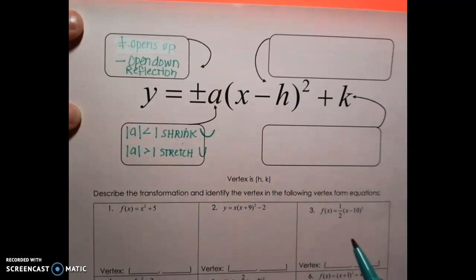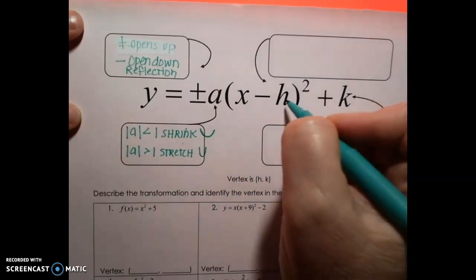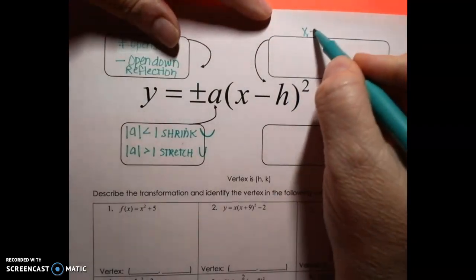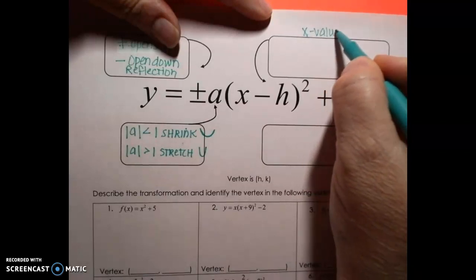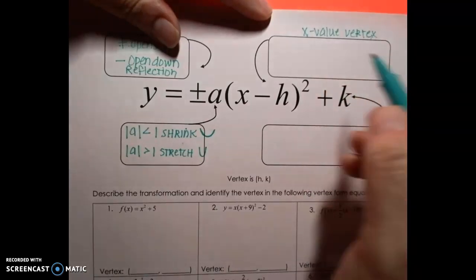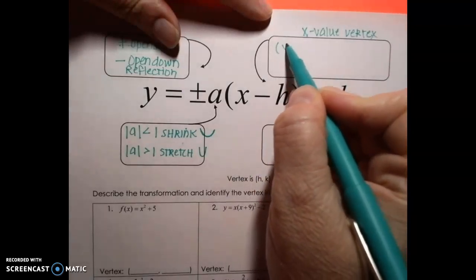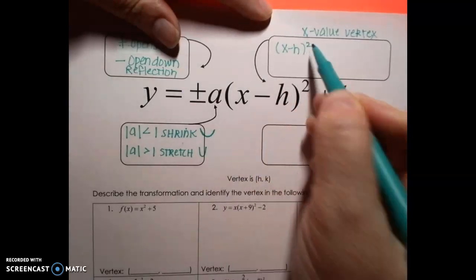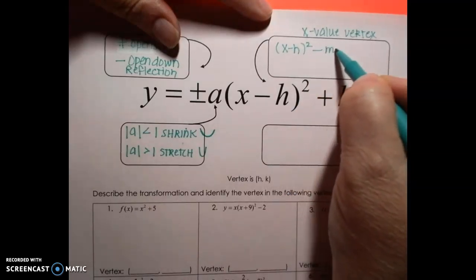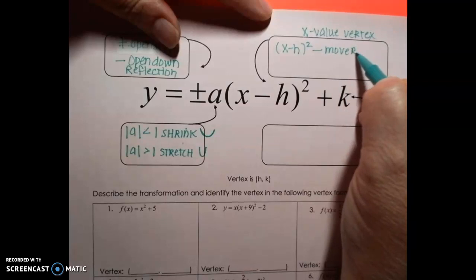All right. The other 2 points that are really important is this H value. Remember, the H value is the X value of the vertex. If it says X minus H squared, so X minus a number squared, that means the whole graph is going to move right.